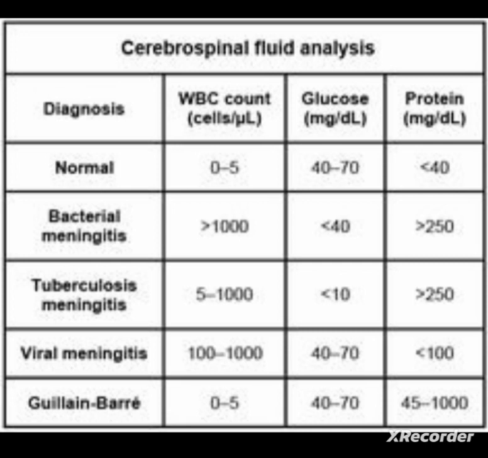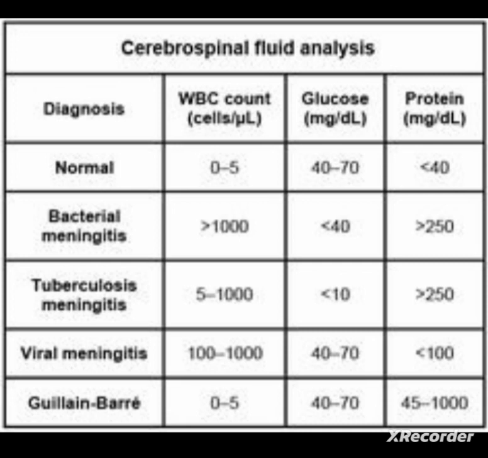So in bacterial meningitis, what you have to remember is WBC count will be elevated, glucose level will be decreased, protein level will be increased. But in case of tuberculous meningitis, the WBC count will be 5 to 1000. Glucose value is less than 10. Then protein value is more than 250.